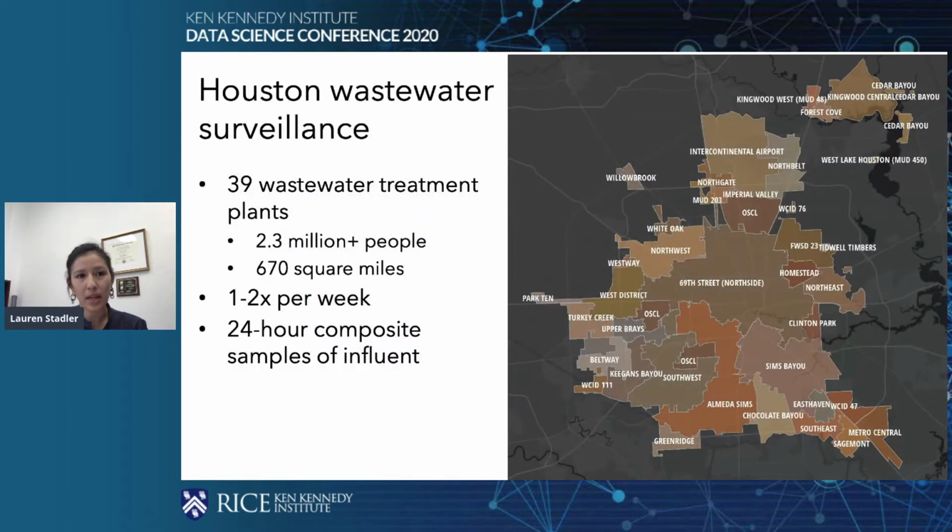Now I'll shift to talking about how we're using this in Houston. We've been working with the health department and Houston Water since early May to monitor the 39 wastewater treatment plants that we have across the city. These treatment plants serve over 2.3 million people and cover 670 square miles. Our treatment plants are somewhat unique in that we don't have just a handful of very large centralized facilities. We actually have a more distributed wastewater treatment system.